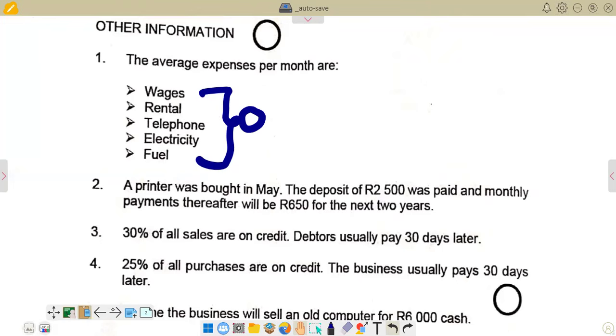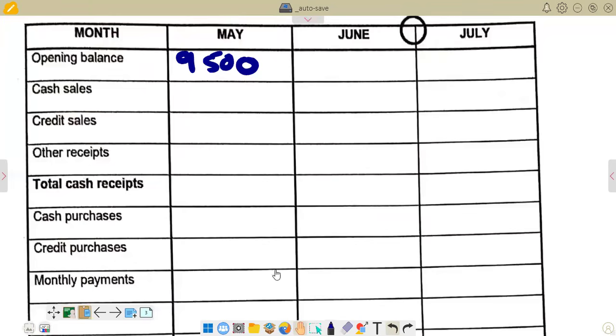So we go there and enter it. Remember, we are on payments, so we go to the monthly payments. We see that in May we've got 2,500, so we enter 2,500. After that we are told it's going to be 650, so it's 650 in June, and also 650 in July. This is what we have according to the information we are given.